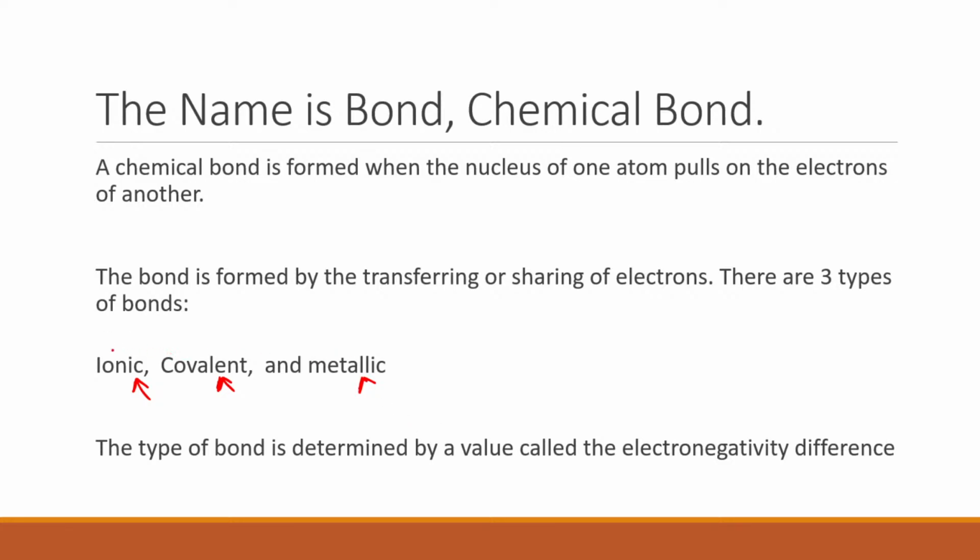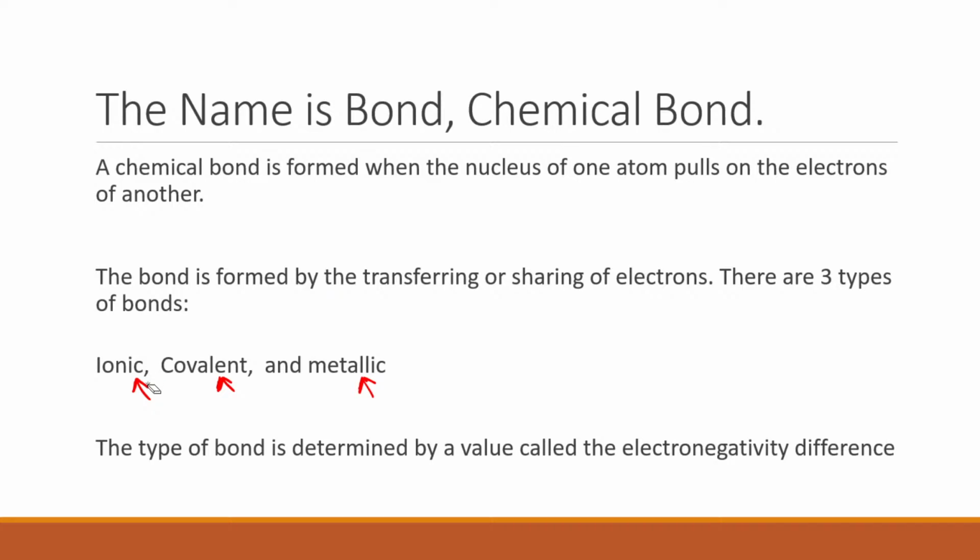Each one of these three types of bonding is different. Ionic bonding focuses on the transfer of electrons. Covalent bonding focuses on the sharing of electrons. Metallic bonding focuses on a more intense pooling of electrons. And we're going to spend a video looking at each of these types of bonds to learn more about the way these work.